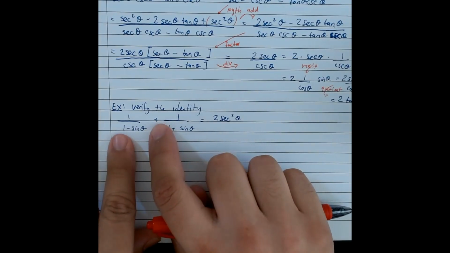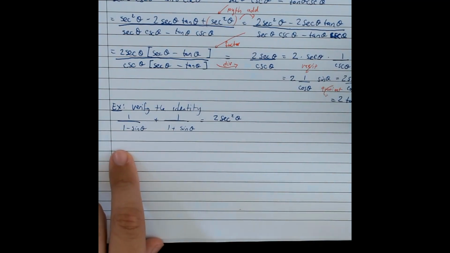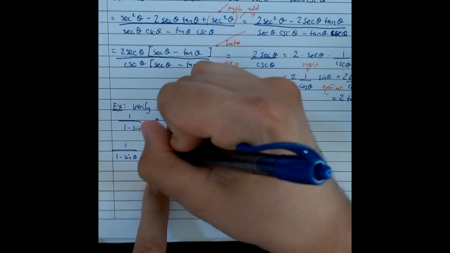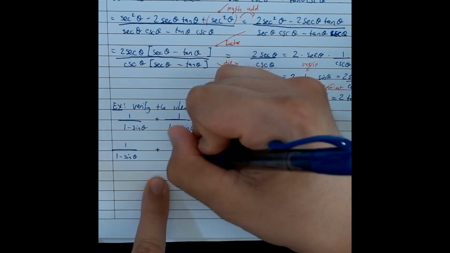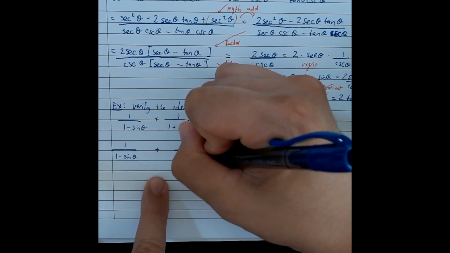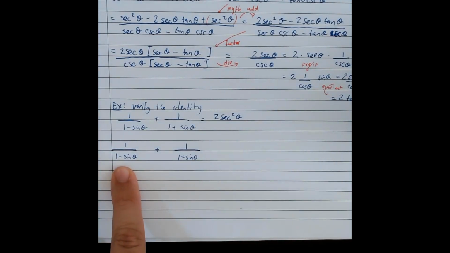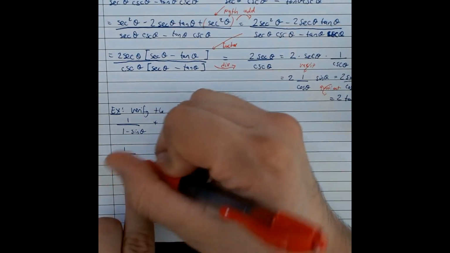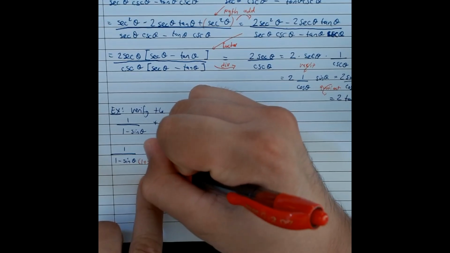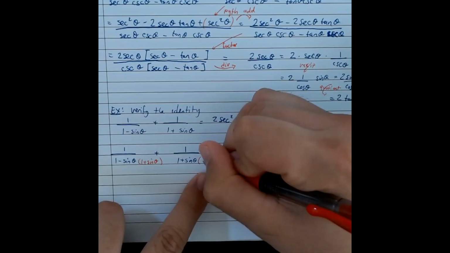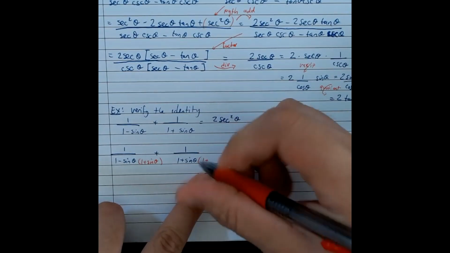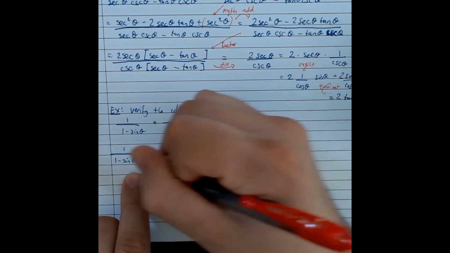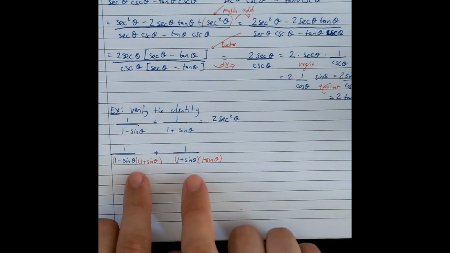I notice I have addition. So let me add. Let me start off with 1 over 1 minus the sine of theta plus 1 over 1 plus the sine of theta, minus and plus. And in order to add those, notice those are fractions. So I need a common denominator. Let me multiply this side by 1 plus the sine of theta. And let me multiply this by 1 minus the sine of theta. Because notice now they have the exact same denominator.